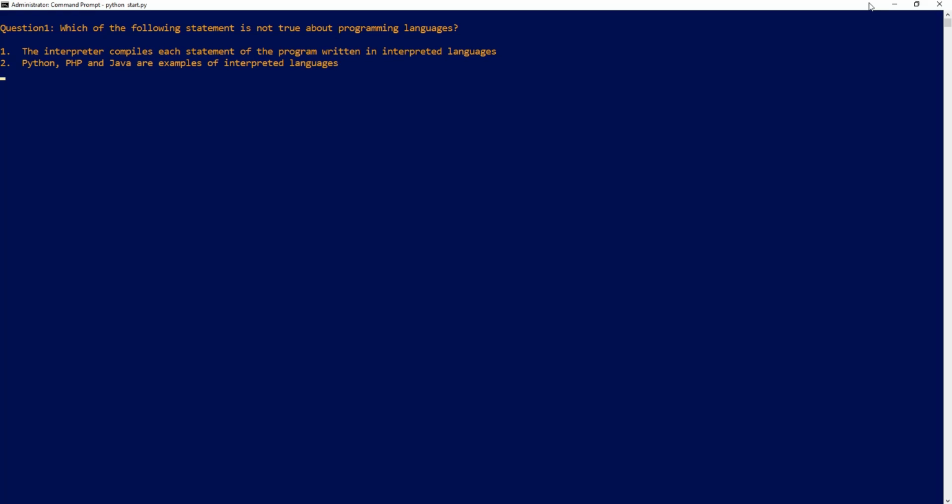3. Interpreted languages are slower but portable. 4. C, Fortran, and Pascal are examples of compiled languages. 5. Interpreted languages are run line by line without any compilation. 6. Compiled languages are faster but not easily portable.